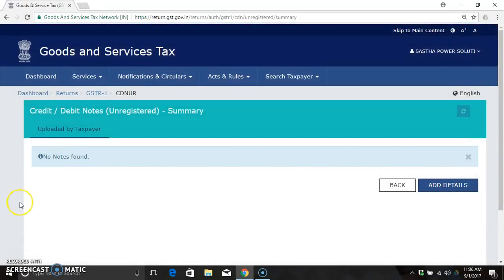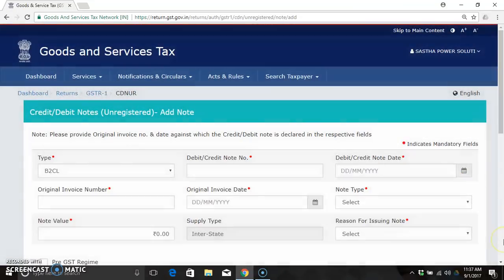You will be led to a page called credit or debit notes unregistered summary, and you will find that there is only one tab, that is uploaded by taxpayer. In case of credit or debit notes for registered person, you will find totally 4 tabs, that is uploaded by the taxpayer and that which is uploaded by the recipient. Since we are dealing with unregistered persons, it is only uploaded by taxpayer. There is no concept of uploading by recipient. Now, add details.